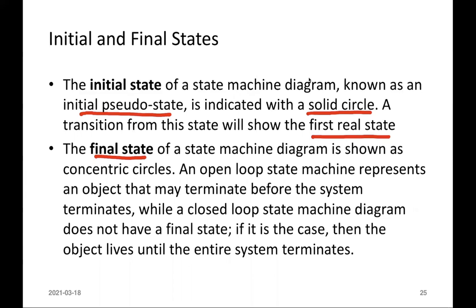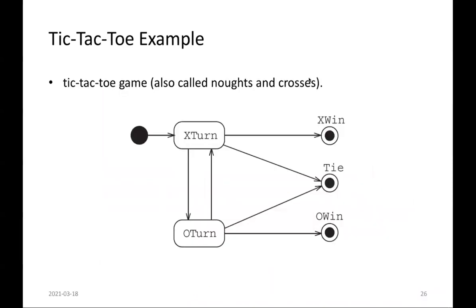This is a very important notation when it comes to final states, that we could have either an open loop state machine or a closed loop state machine. An open loop state machine represents an object that may terminate before the system terminates. On the other hand, closed loop state machines don't have a final state. If that's the case, then the object lives until the entire system terminates. So in the following example, which is the tic-tac-toe example, as you can see, we always have one initial state while we have multiple final states.